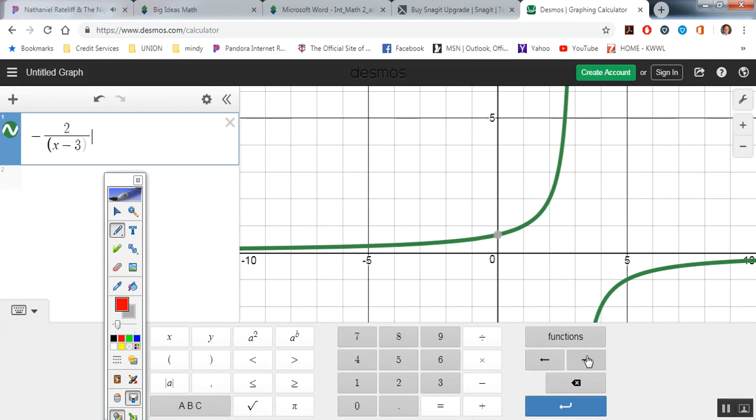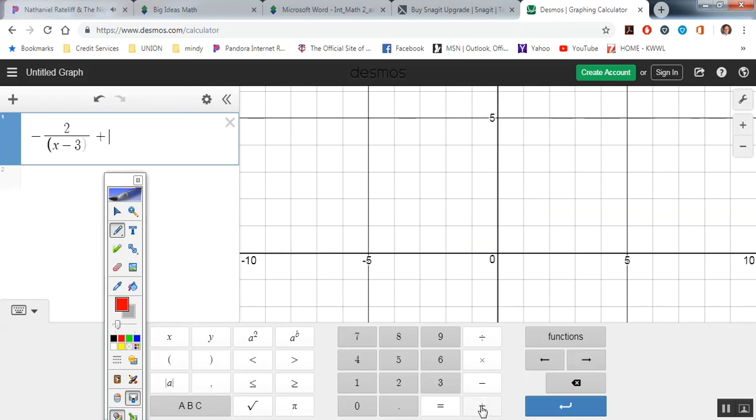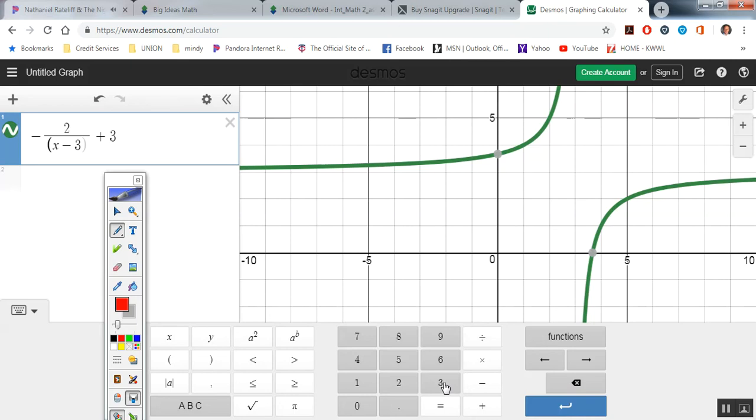X minus 3 in parentheses, anything in a minus, does that have an effect for translating stuff left and right? What's a minus 3 do to everything when you're inside of parentheses? Moves everything to the right. It's kind of the opposite. Now think about adding a constant on the bottom. Adding a constant at the end there moves it up or down. So isn't my horizontal asymptote at 0 right now? Yeah. But if I take and add 3, what's it going to do to everything in the graph? Moves it up 3. Okay, that's where that asymptote lies.